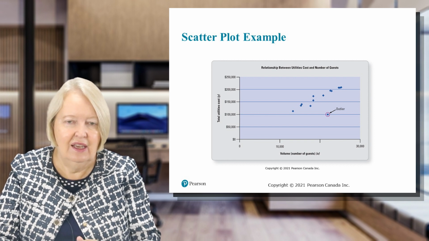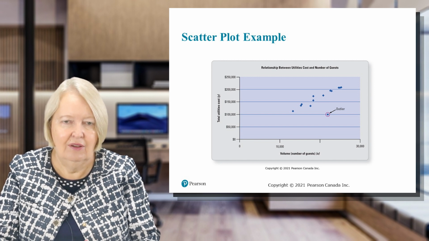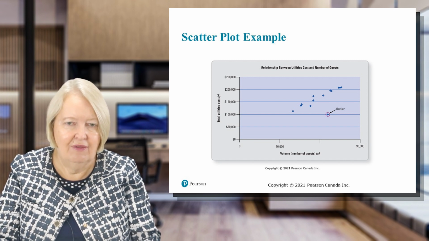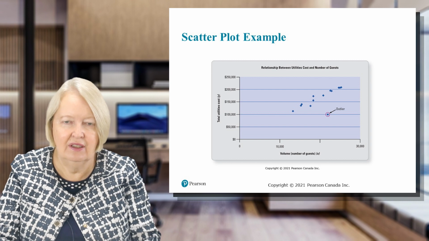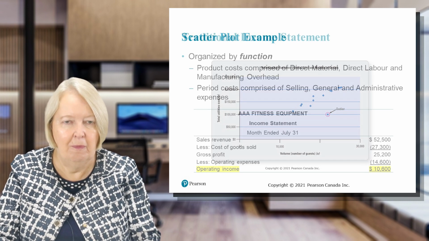So if this scatter plot was all over the graph, it would show that no, there's no relationship. But here, there is a relationship between the utilities costs and the number of guests that stay at the hotel.